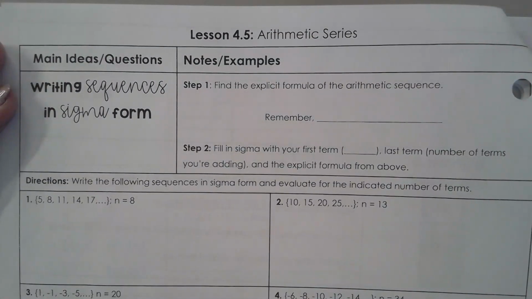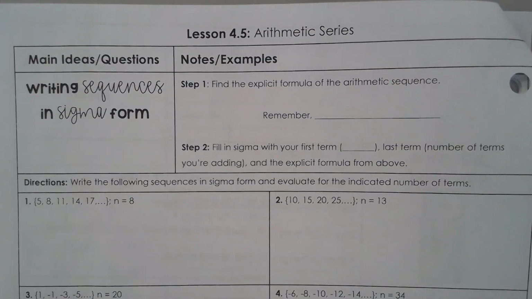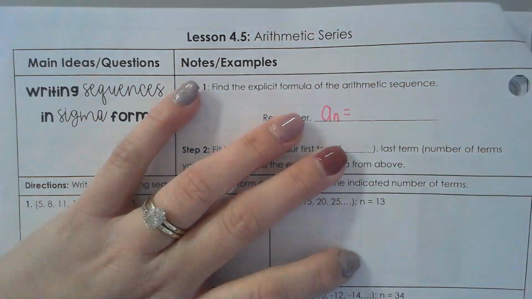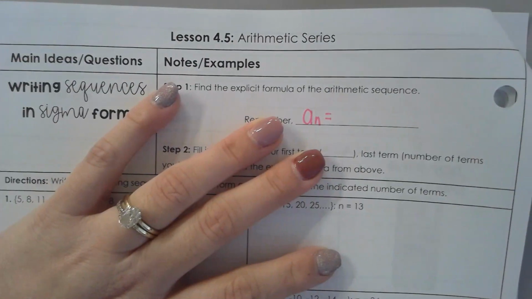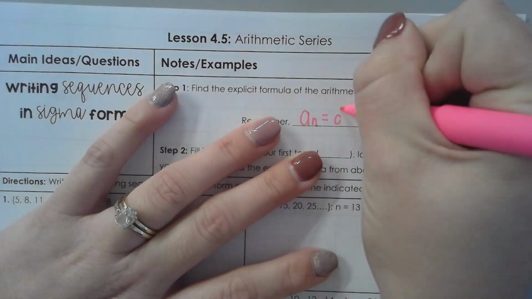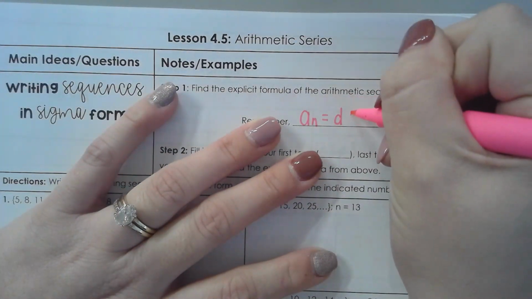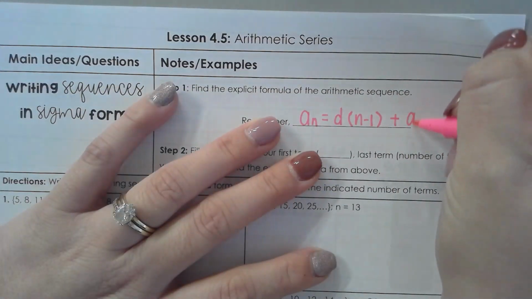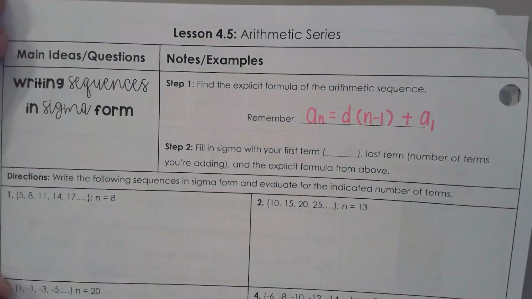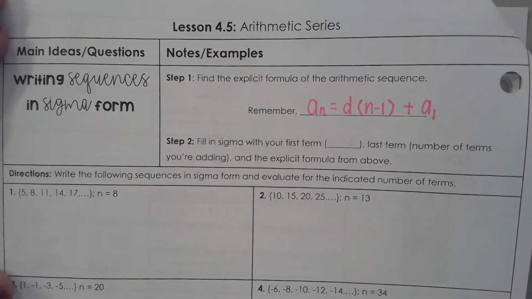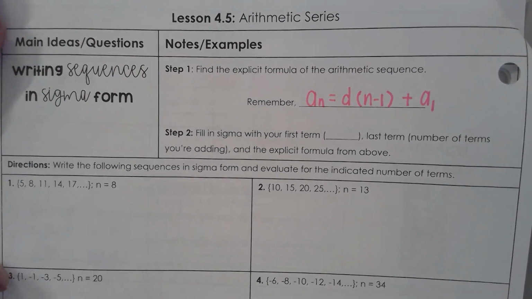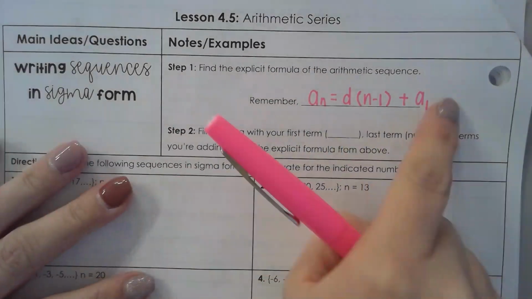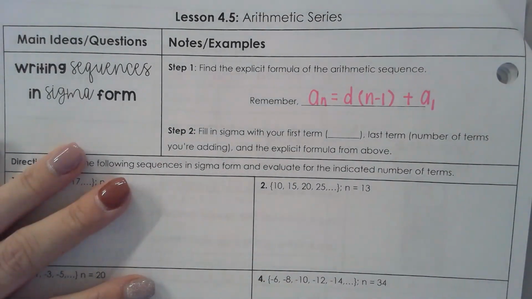So just as a reminder, the formula is An equals d(n minus 1) plus a1. And why are we always doing n minus 1? What does that mean? That's part of the formula. And all of it? Yep, this is the formula we've been using all unit.